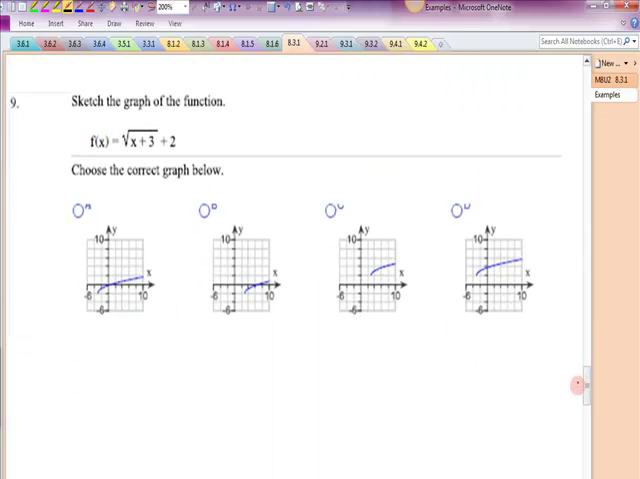Number 9 is a square root function. The square root function is the branch. Because it has a +3 inside, that's going to be left 3. It has a +2 on the outside, that's going to be up 2.